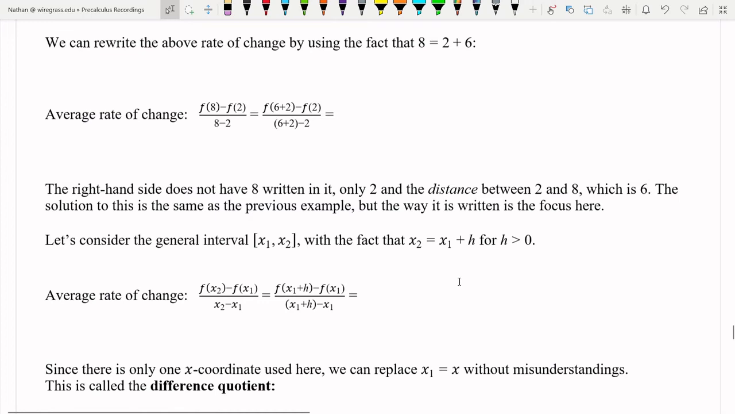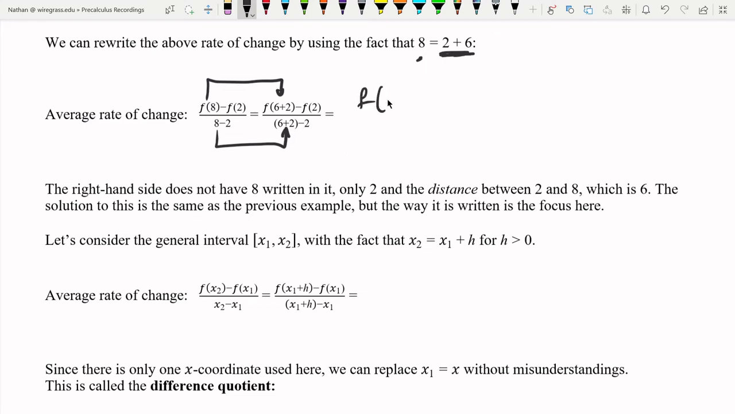Okay, now we're going to take what we just looked at between 2 and 8, and I'm going to rewrite 8 as 2 plus 6. This is going to be important for this next way I write this. This is what we had, f of 8 minus f of 2 over 8 minus 2. But now I'm going to write it as f of 6 plus 2 instead of 8, and instead of 8 here, I'm going to write 6 plus 2. What this gives us is f of 6 plus 2 minus f of 2 over 6 plus 2 minus 2, which is the same thing as just 6.